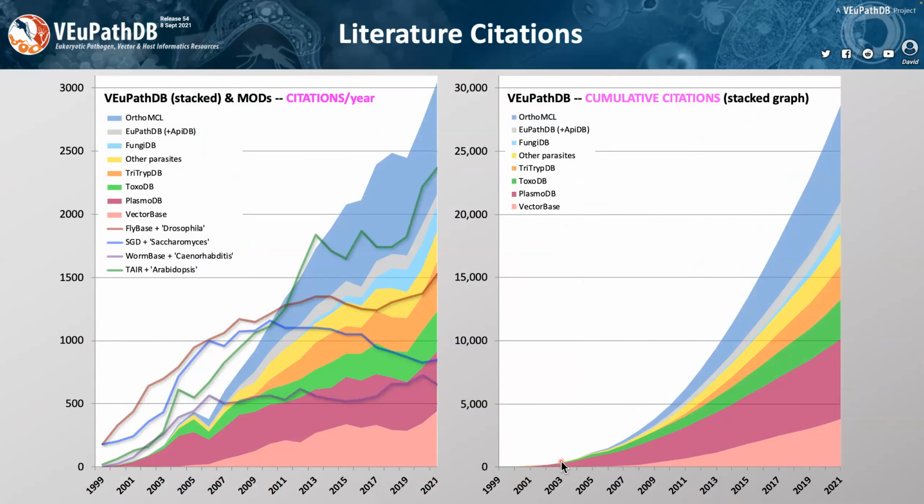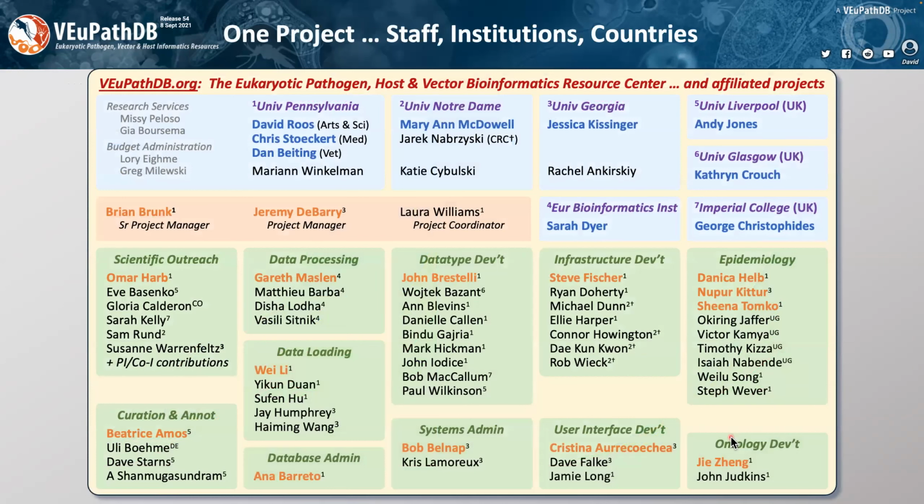These databases are cited thousands of times per year, a cumulative citation rate of greater than 25,000 citations. But the important thing to keep in mind about this project is that all of these various database resources involve investigators in various places in the world, in North America, South America, Europe, Africa, and with occasional partners in South Asia as well. Many individuals and many institutions, all working on a single project, organized into various performance teams focused on data processing and loading, systems and database administration, user interface development and infrastructure development, curation, and our scientific outreach team.